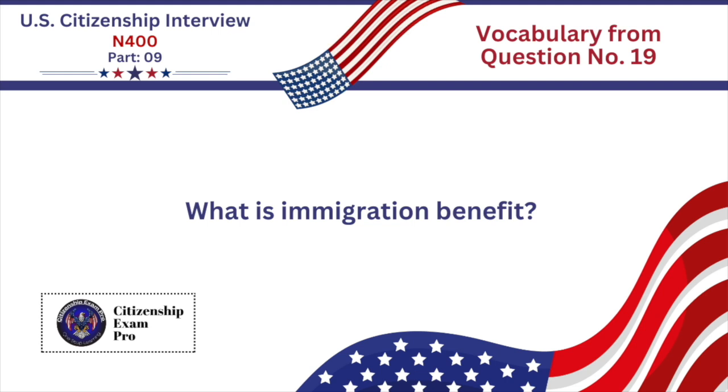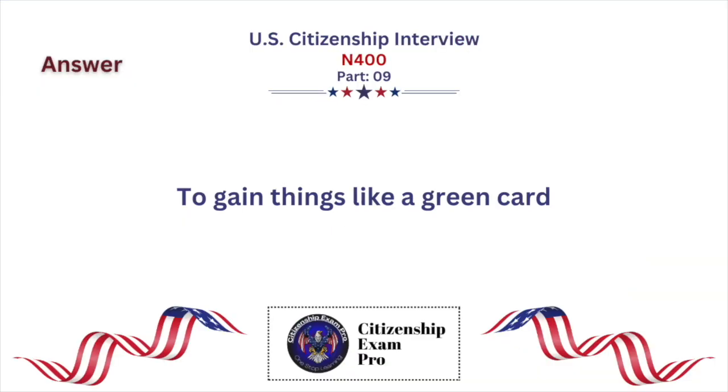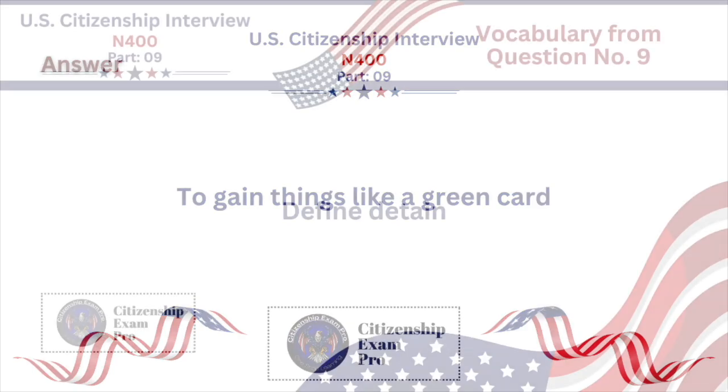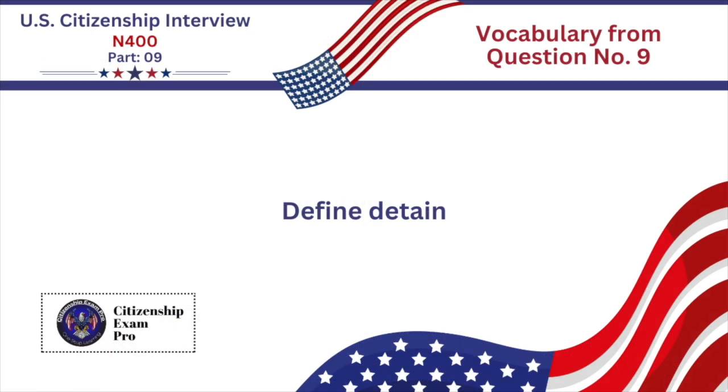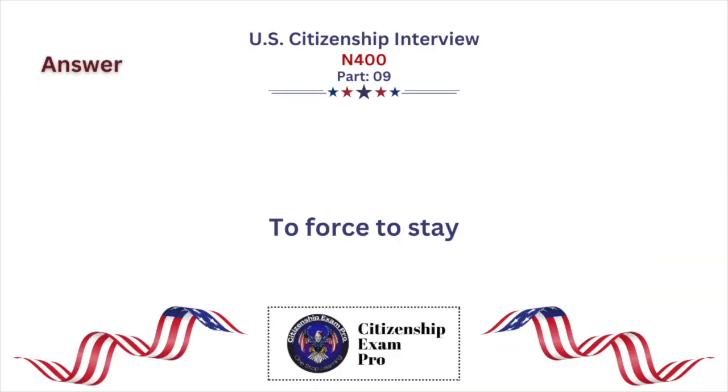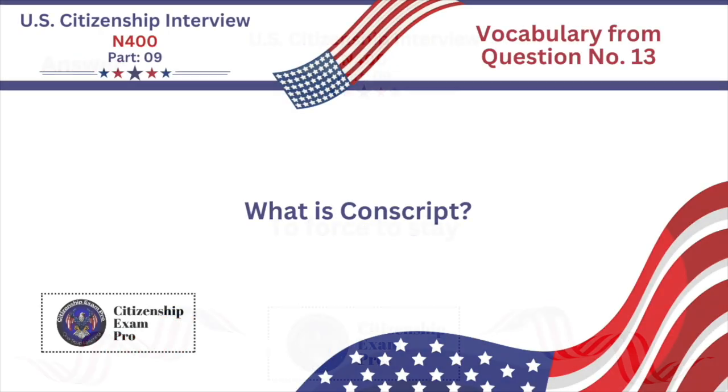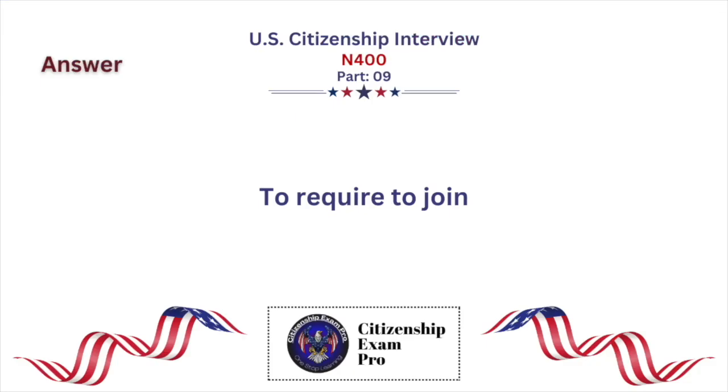What is immigration benefit? To gain things like a green card. Define, detain. To force to stay. What is conscript? To require to join.